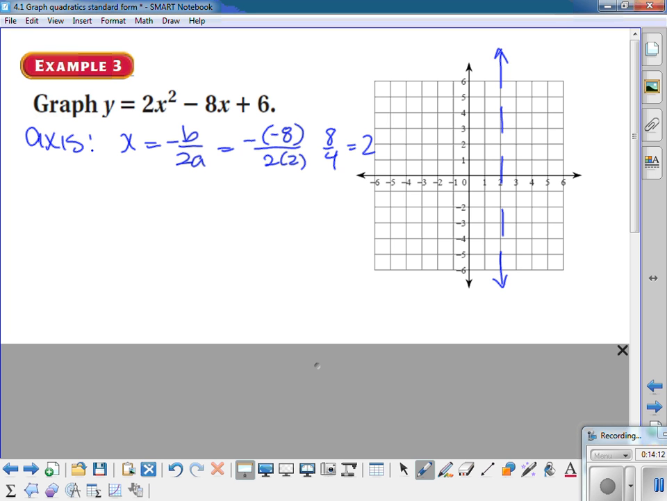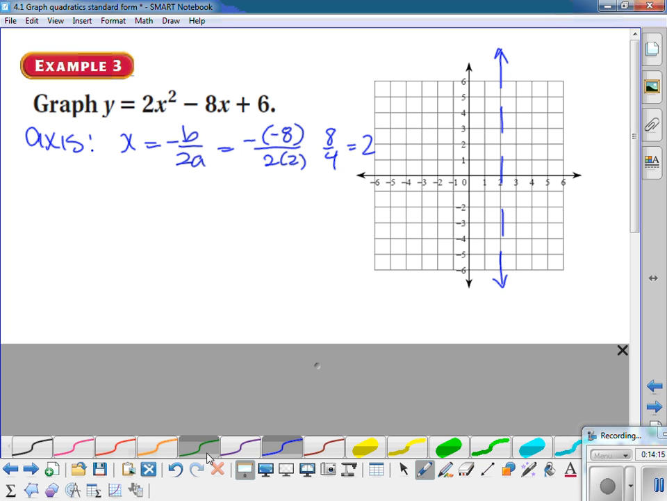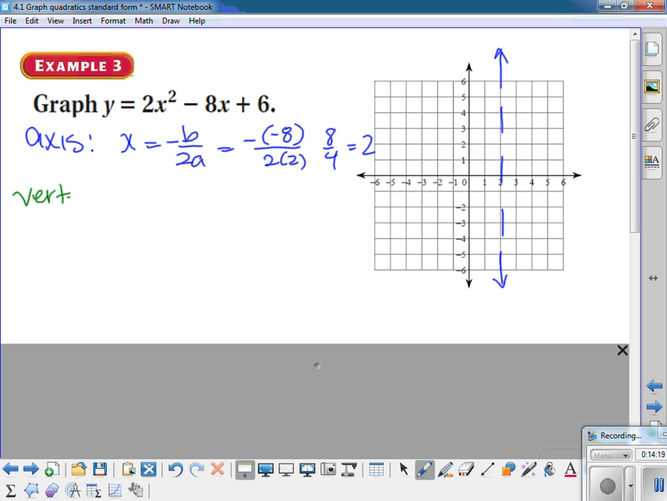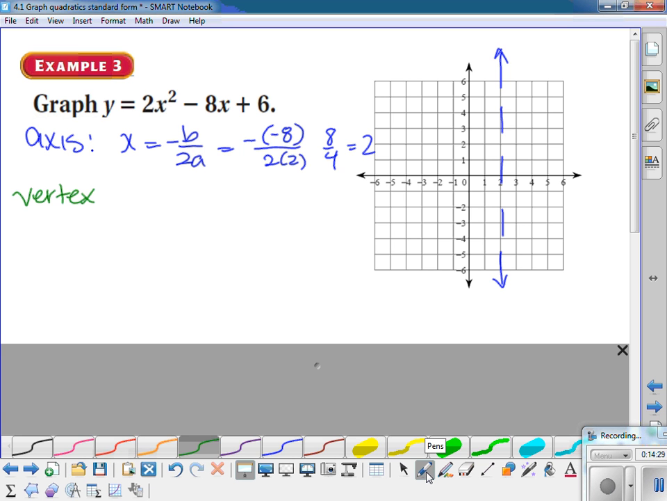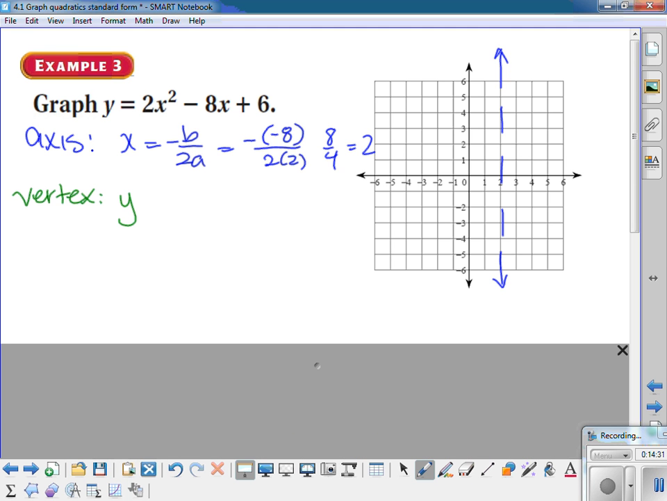And then I need to find the vertex. How can I find the vertex? Is the vertex going to be on the axis of symmetry? Okay, the vertex is on the axis of symmetry, right? So I just plug in the 2 for x. So y equals 2 times 2 squared minus 8 times 2 plus 6. 8 minus 16 plus 6, and I get negative 2.